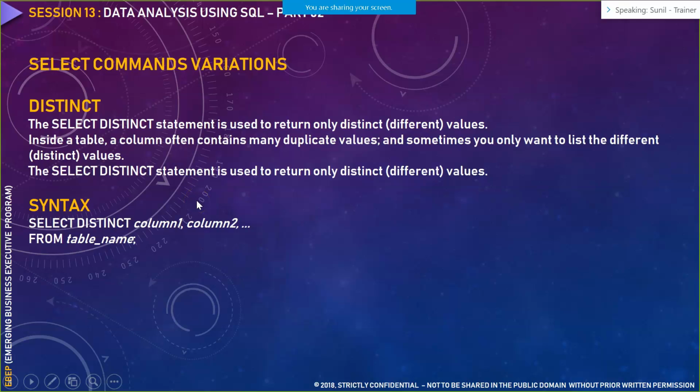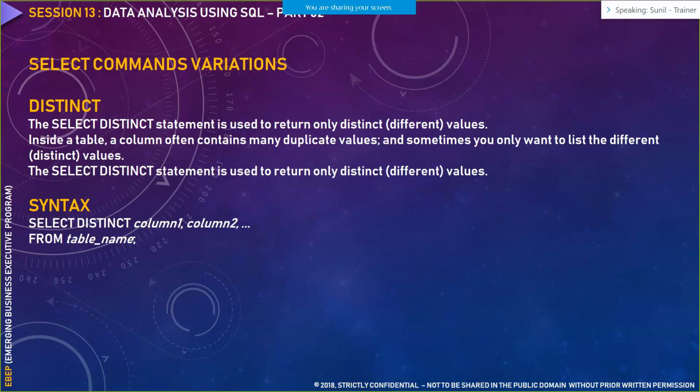The first variation that you would see in the select command is the distinct clause. Now what happens in the distinct clause? It is used to return only different values within a particular table. It would return only the distinct or unique values within a particular table. For example, there are different records in a particular table with the same name.